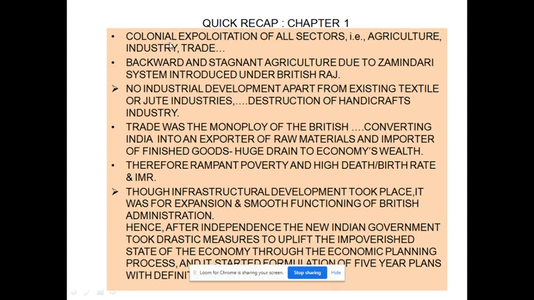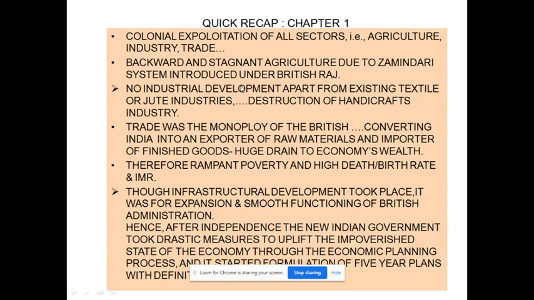Colonial exploitation of all sectors, that is agriculture, industry, trade. Backward and stagnant agriculture due to the zamindari system which was introduced under the British Raj. There was no industrial development apart from existing textile or jute industries. Also, there was destruction of handicraft industry. Trade was the monopoly of the British, fully controlled by the Britishers, converting India into an exporter of raw materials and importer of finished goods. This led to a huge drain to the economy's wealth.